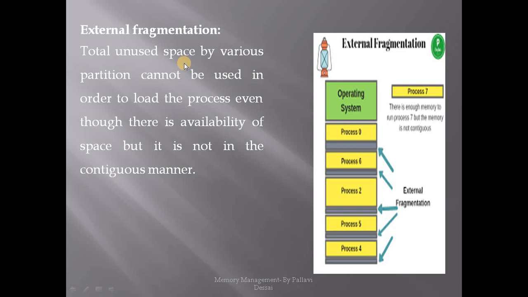Total unused space in various partitions cannot be used to load the processes, even though there is availability of space, because it is not in a contiguous manner. So this wasted space, if it was contiguous, we could have allocated it to process 7. So this is all about contiguous allocation with fixed partition.